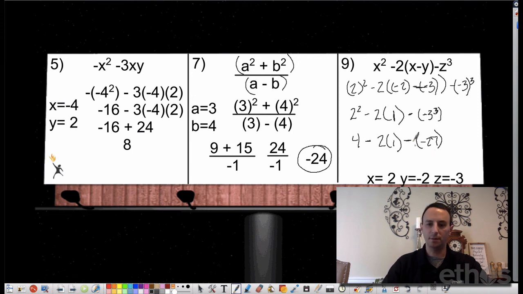So go through and do all my multiplication. It's 4 minus 2 plus 27. So I'll solve this all out. 4 minus 2 is 2. 2 plus 27 gives me a final answer of 29.